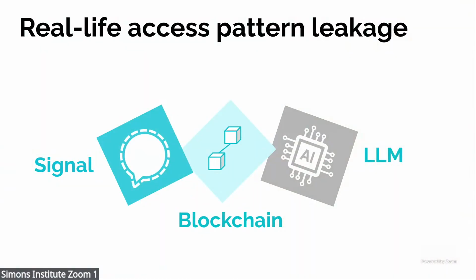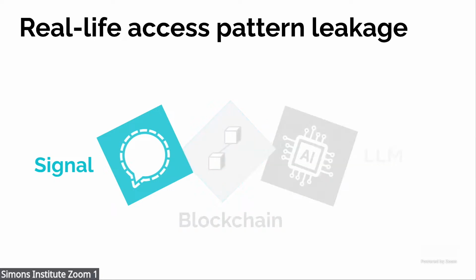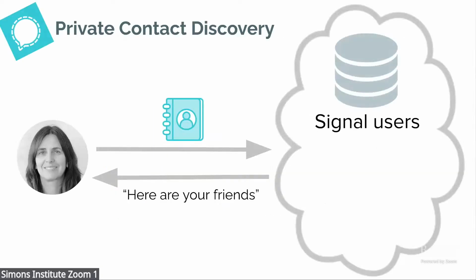So I'm actually going to start with some real life applications, why people really want ORAM and PIR in the real world. We'll start with Signal. Signal actually has ORAM running at a large scale today for their private contact discovery. So what is private contact discovery?